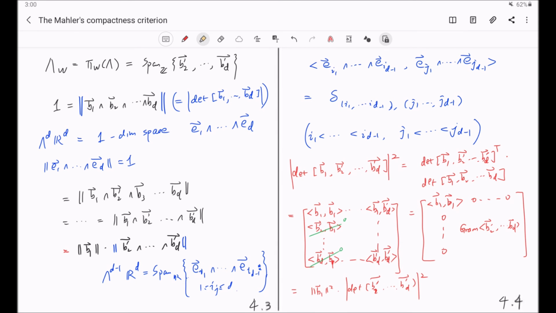I know I have spent lots of time only to prove one result that seems to be trivial to some of you. That is, that the norm of this is equal to the product of those two norms, which follows simply from the fact that B1 is orthogonal to the space spanned by those d-1 vectors. That should be trivial to some of you. But anyway, what is the significance of this?